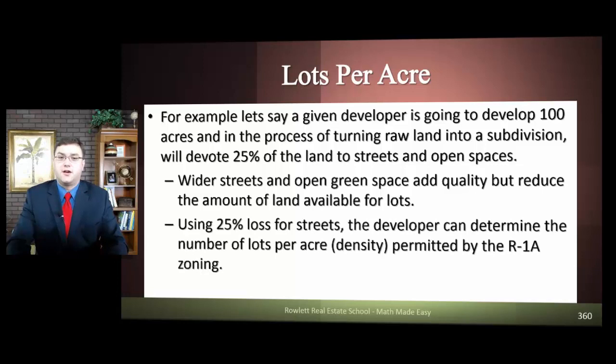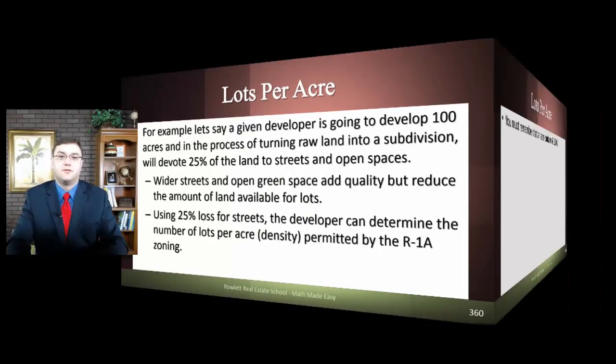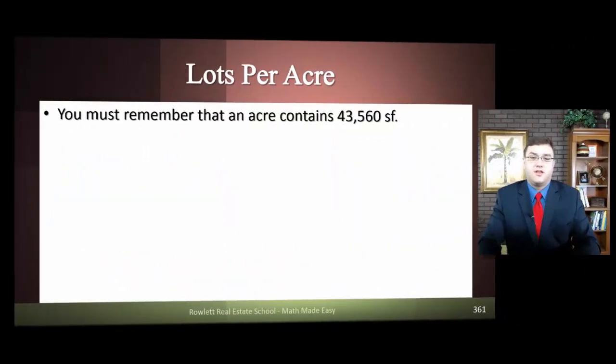So using 25% loss for streets, the developer can then determine the number of lots per acre, or the density permitted by the Residential Zone 1 Alpha zoning codes. Now, one of the things you have to remember to be able to do this problem is how many square feet an acre contains. Now, I had a student once who came from Texas, and her instructor there taught them that they can remember it by 4 little old ladies driving 35 miles an hour in a 60 mile per hour zone. I've heard other people in the years following say that it was 4 little old ladies driving 35 on Highway 60. There's a bunch of different routes you can go with it.